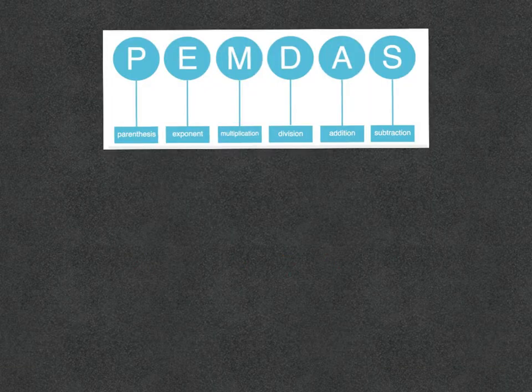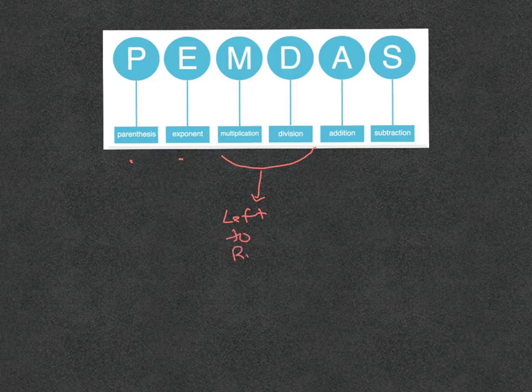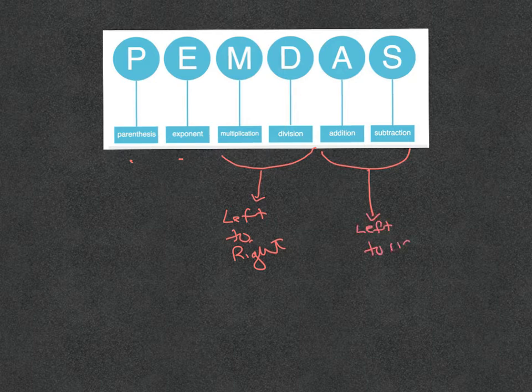So for each set of problems, you're going to go through and check and say, does this problem have any parentheses? If it does, you're going to solve that first. Does it have any exponents? Then you'll solve those next. Then you're going to solve multiplication and division in order from left to right. Okay? Then you're going to solve addition from left to right. Okay? So that's sort of the breakdown of PEMDAS, but let's do it in practice.